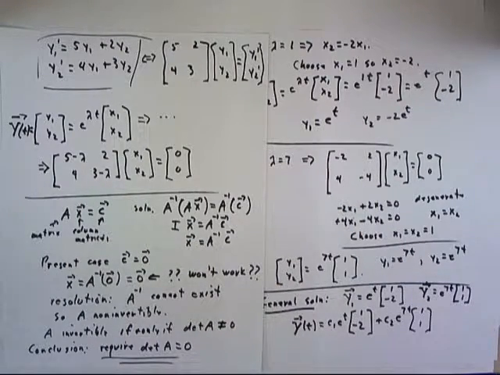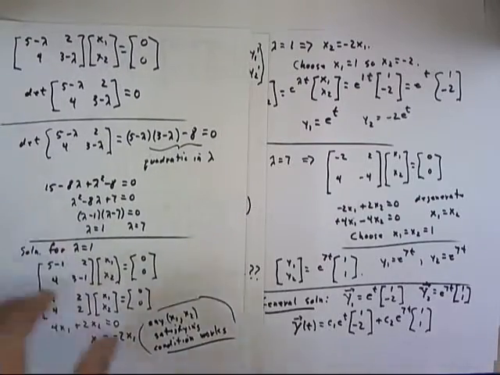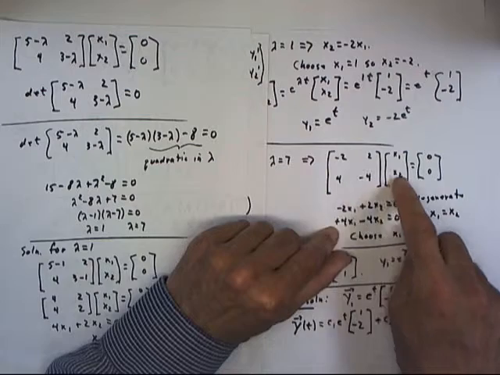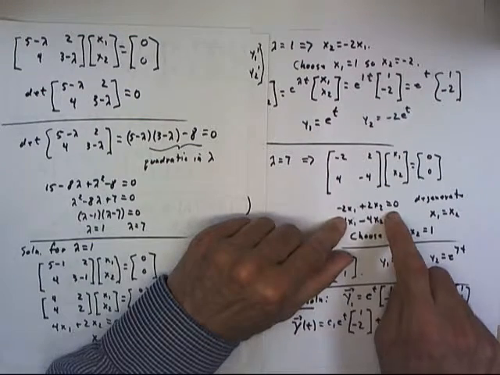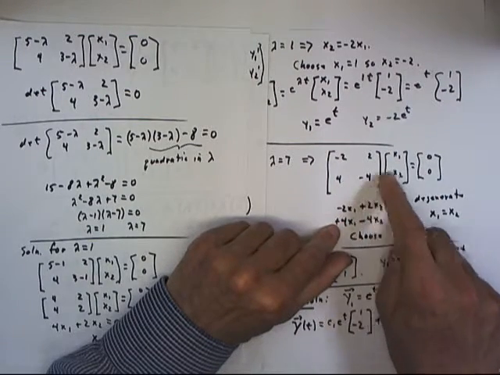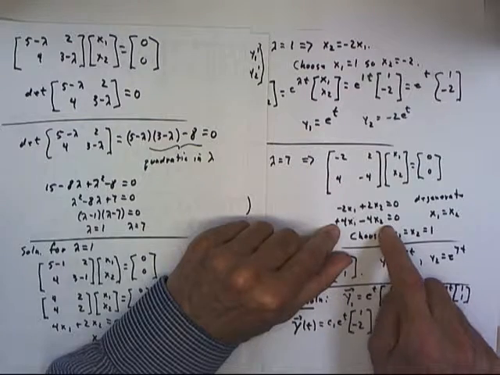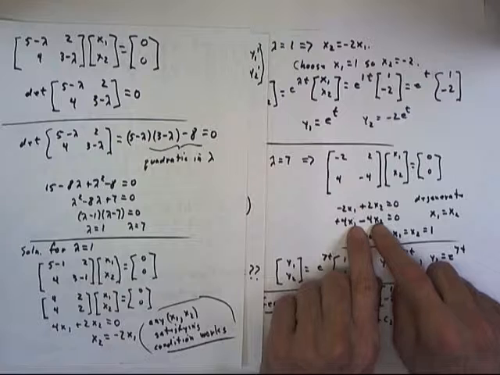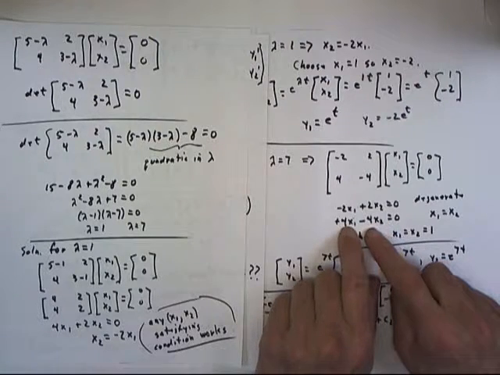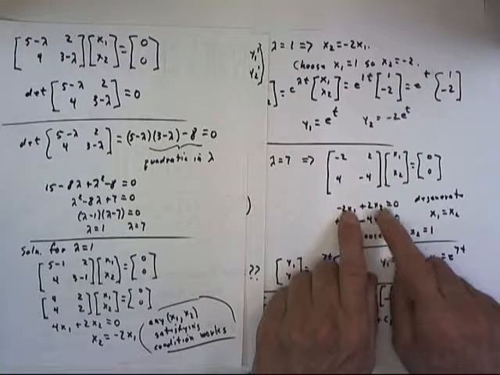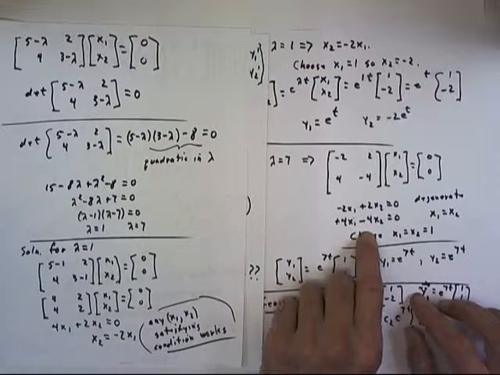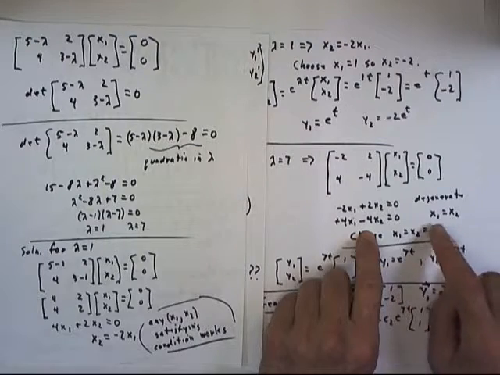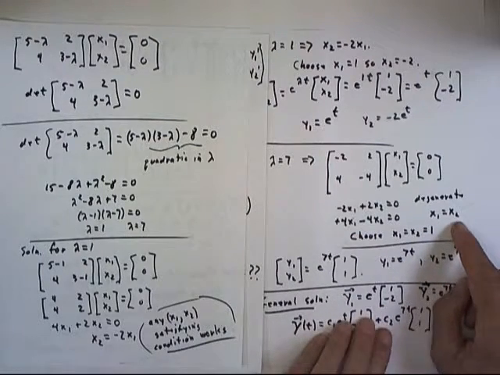That leads us to the two equations. Negative 2x1 plus 2x2 equals 0. And 4x1 minus 4x2 equals 0. These equations are just, they're degenerate. One is a multiple of the other. The second equation is just negative 2 times the first equation, as you can easily see. So both equations have the same solution, and that solution is x1 equals x2.